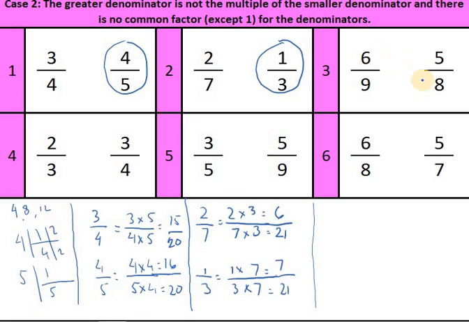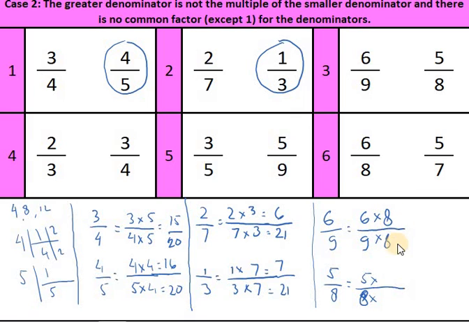Okay, then the next one. We have 6 out of 9 and 5 out of 8. 8 cannot jump to 9 because 8, 16, 24, it's not 9, and there is no common factor between them. So same thing again, we copy the fractions with longer lines, and multiply the numerator and denominator by the denominator from the other fraction, which in this case is 8.